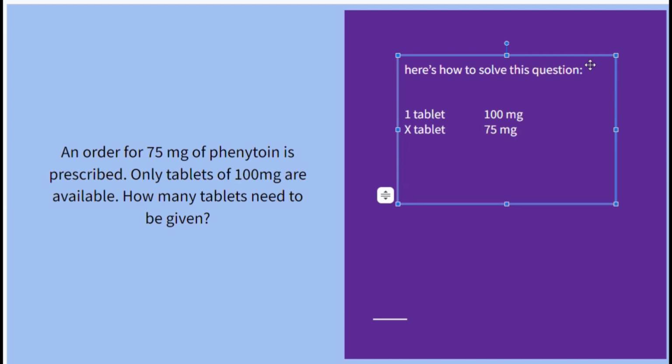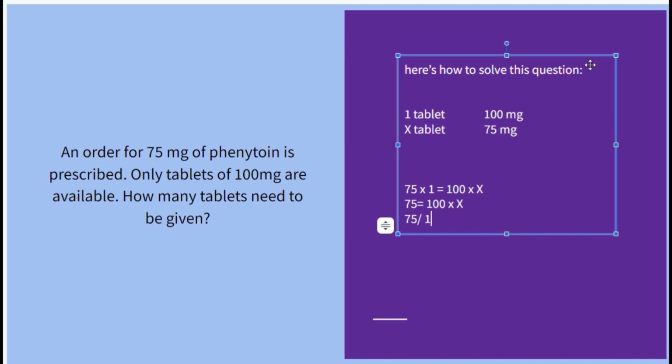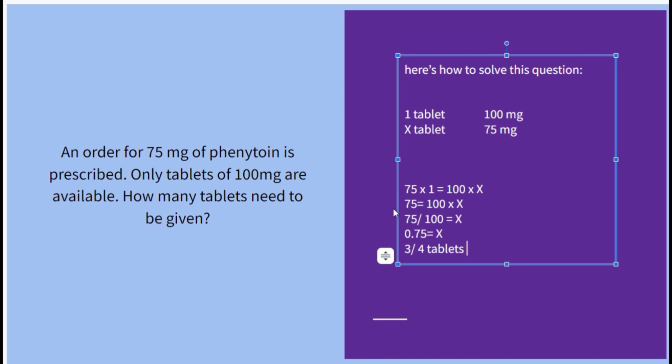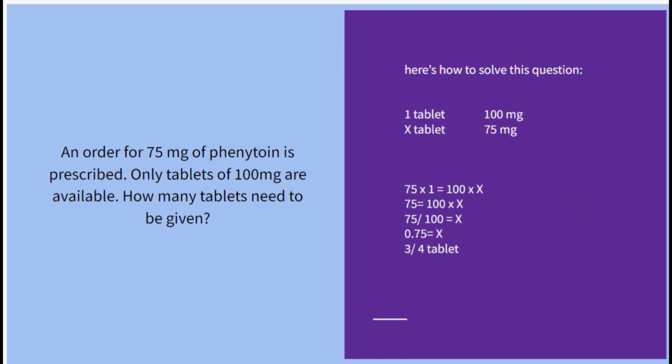There we go, cross multiply. So 75 multiplied by 1 equals 100 multiplied by x. And then 75 gets divided by 100, and that will be your x. So x will be 0.75. Now you're going to say 0.75 tablets? What does that mean? That basically is 3/4 of a tablet. If you simplify this, you'll get 3/4 of one tablet. There we go. That's how you solve this question.